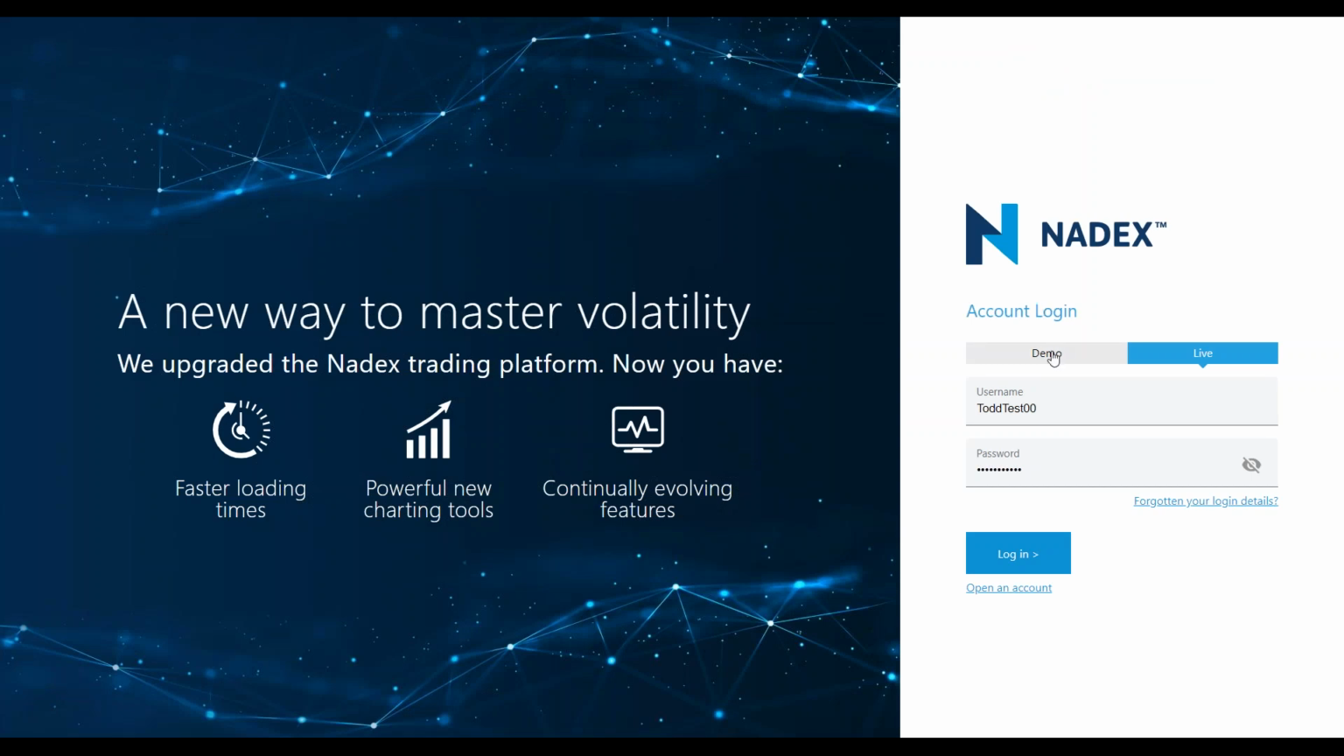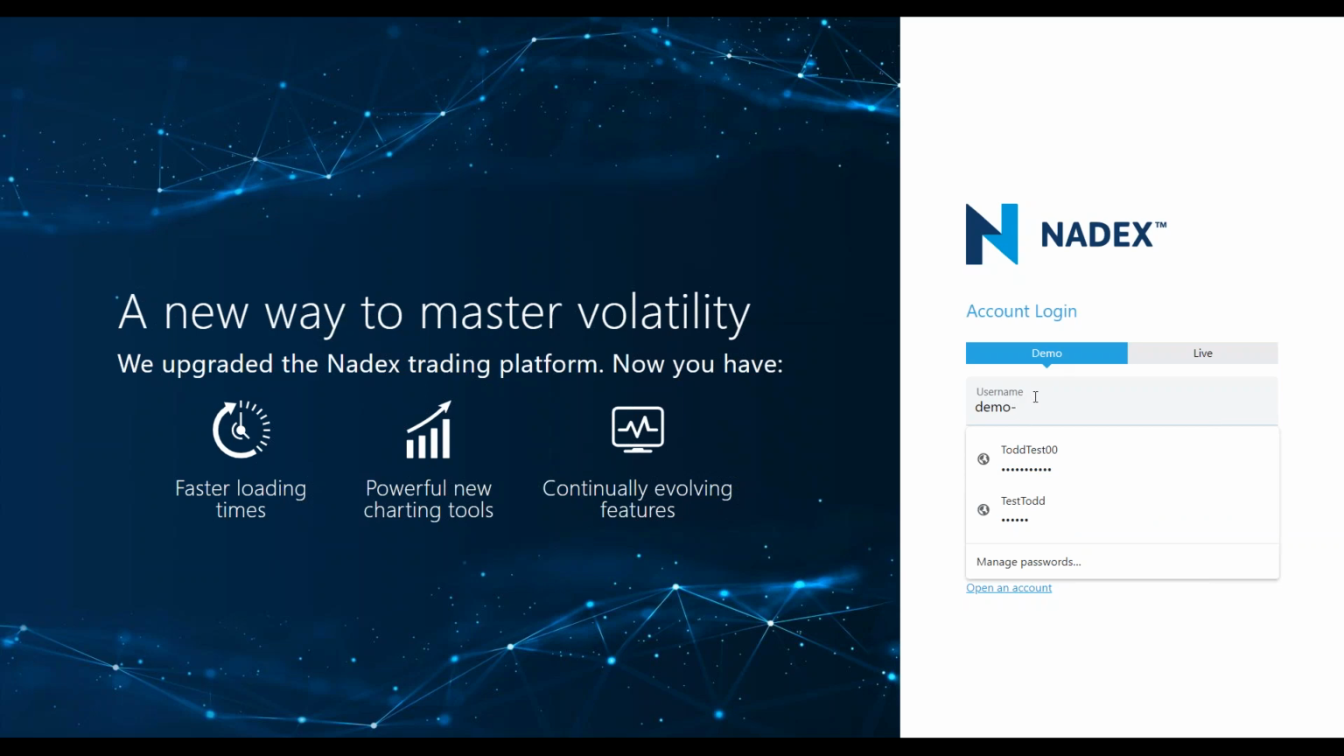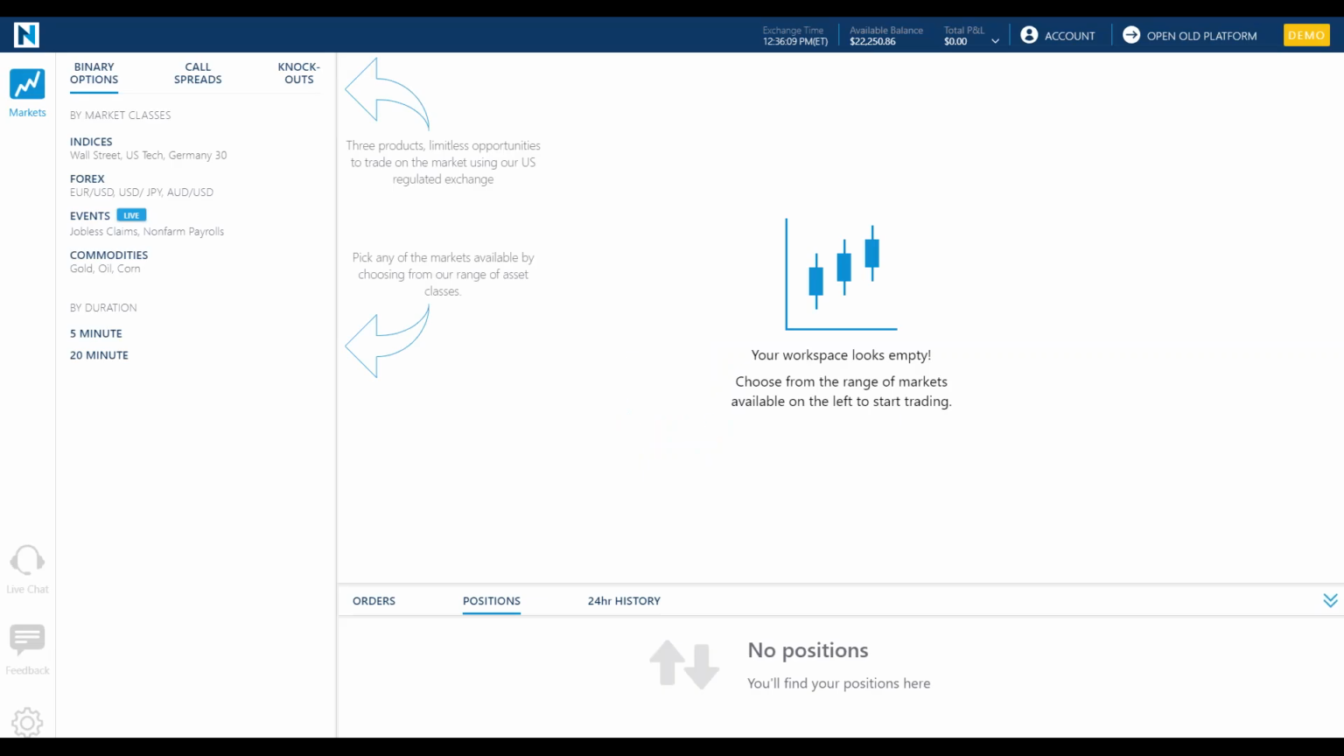I'm going to log into our demo environment because I might place some demo trades. Again, nothing is a buy, sell recommendation. Need to emphasize that. But if you don't have a demo account, I would recommend that you get one. Notice in the upper left-hand corner, it says demo.